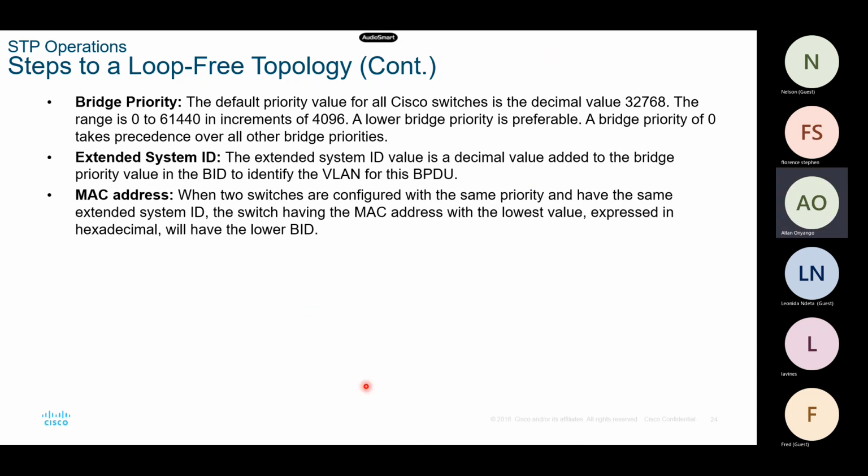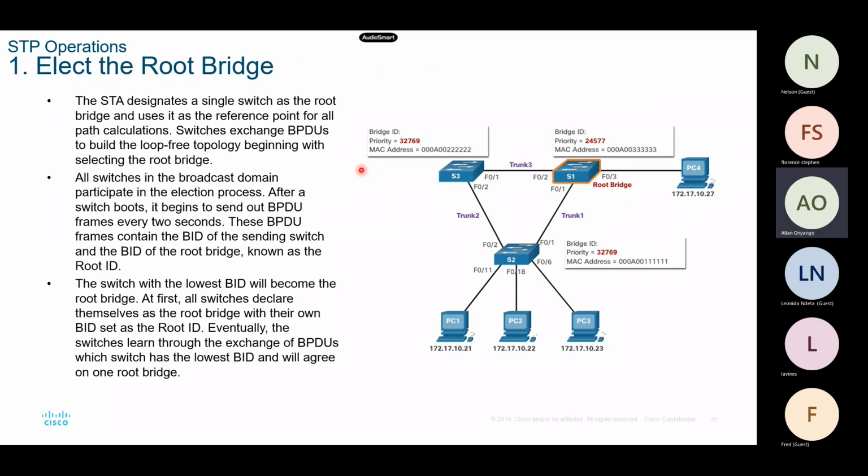If the extended system IDs are all the same, then the last tie-breaker is the MAC address, which you know can never be the same for those devices, unless in very special circumstances. Since each device has a unique MAC address, the MAC address is always the last option to elect the root bridge. So the switch with the lowest MAC address will become the root bridge. And that is something very important. So these three are very important.